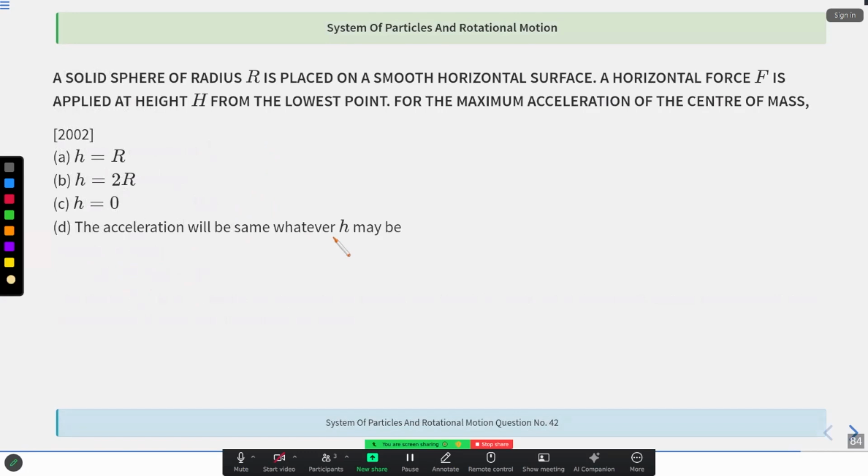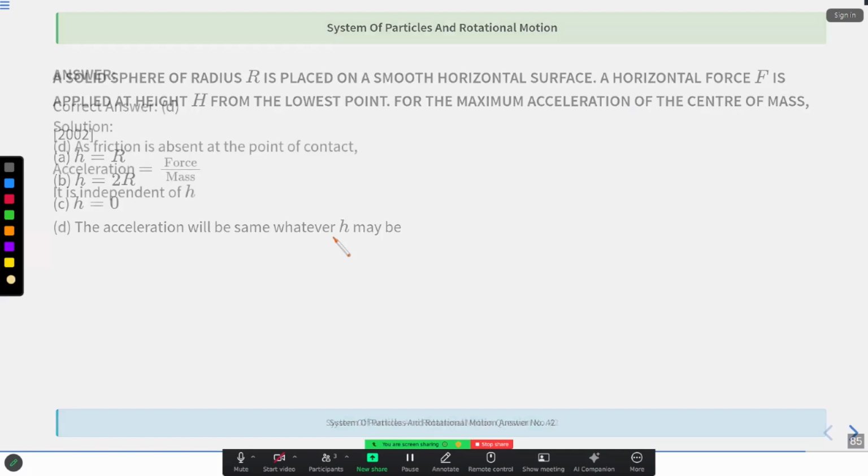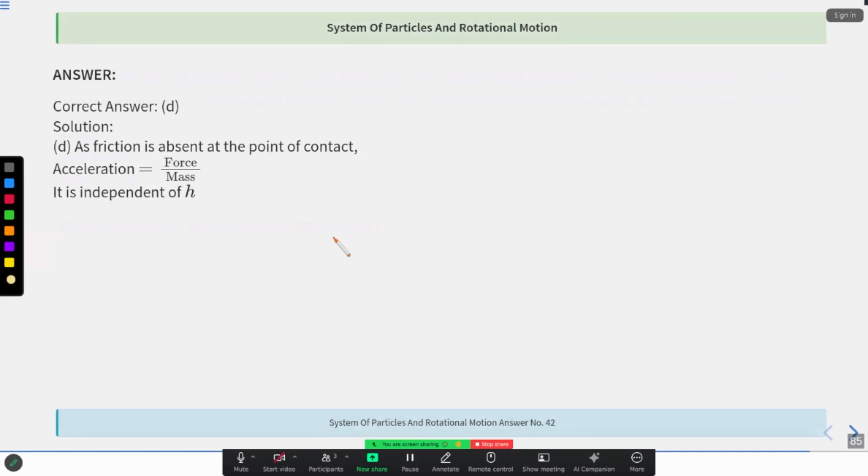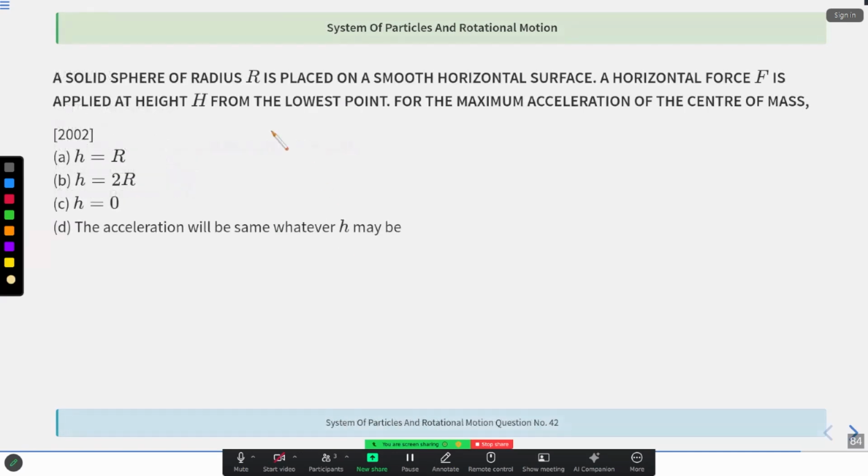A solid sphere of radius r is placed on a smooth horizontal surface. A horizontal force F is applied at height h from the lowest point for the maximum acceleration of the center of mass. JEE 2002. As friction is absent at the point, because they haven't even mentioned anything else. So friction they have not mentioned. If they have not mentioned, we'll not even consider friction.